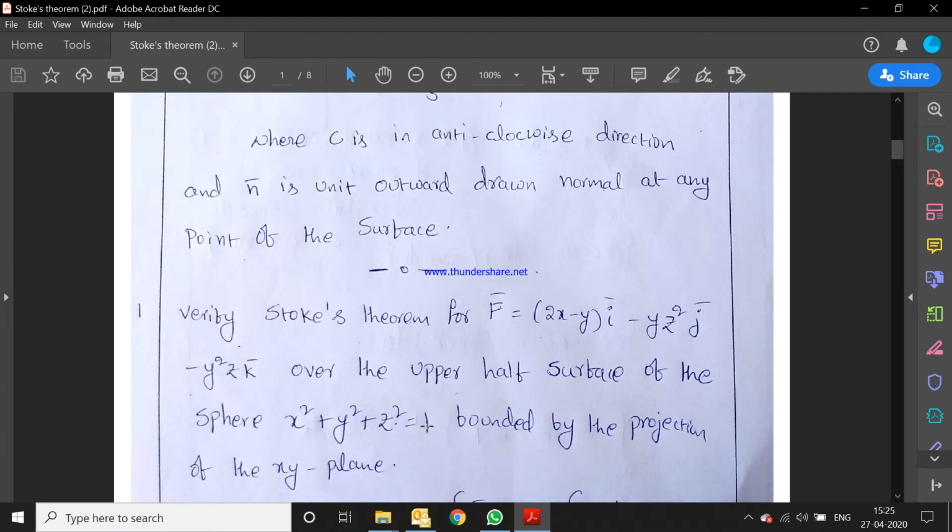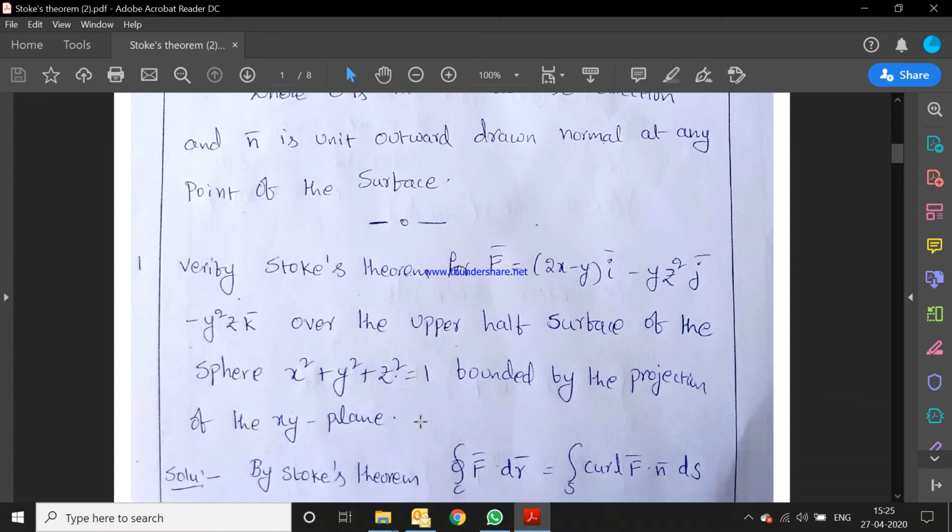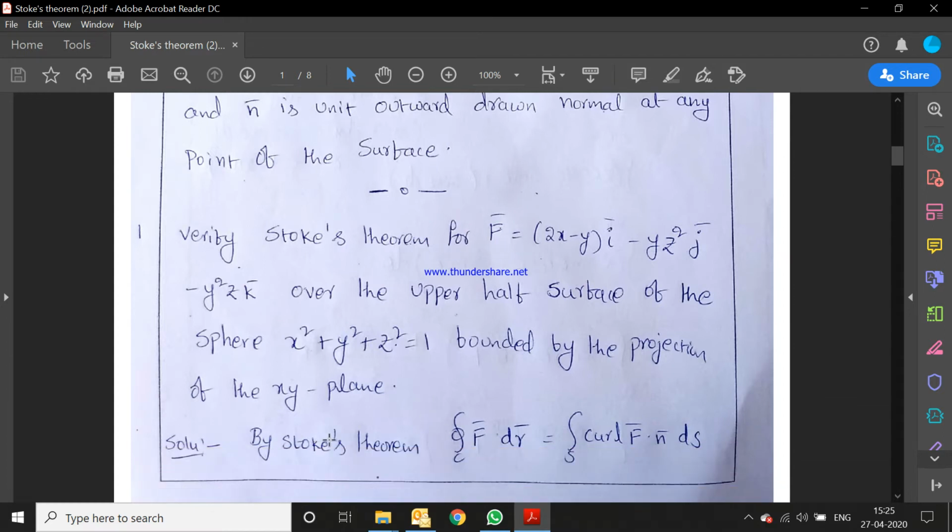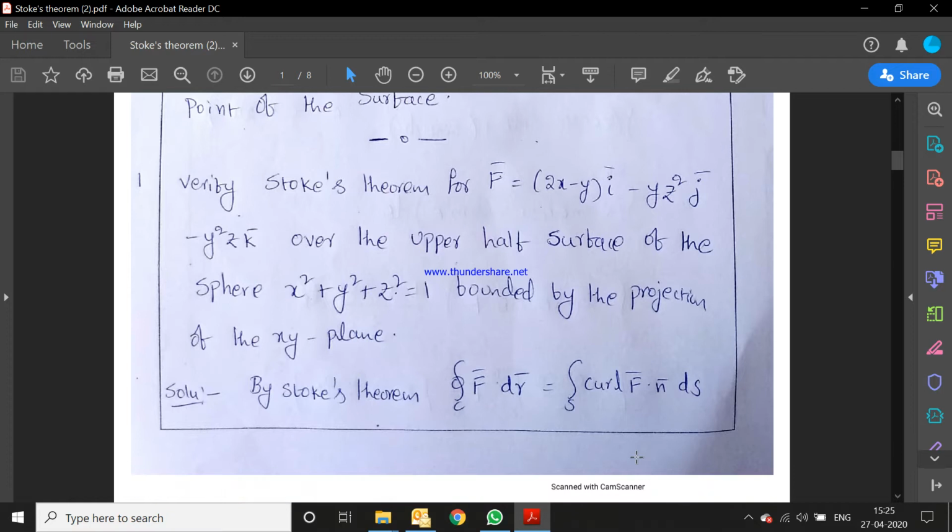Verify the Stokes theorem means you need to find the LHS, that is the line integration value, and the RHS, that is the surface integration value for the f bar. If you find that both values are equal, then you can finish the verification of Stokes theorem. So first we have to start with the line integration. First write the Stokes theorem formula: integral over C of f bar dot dr bar is equal to integral over S of curl f bar dot n bar ds.